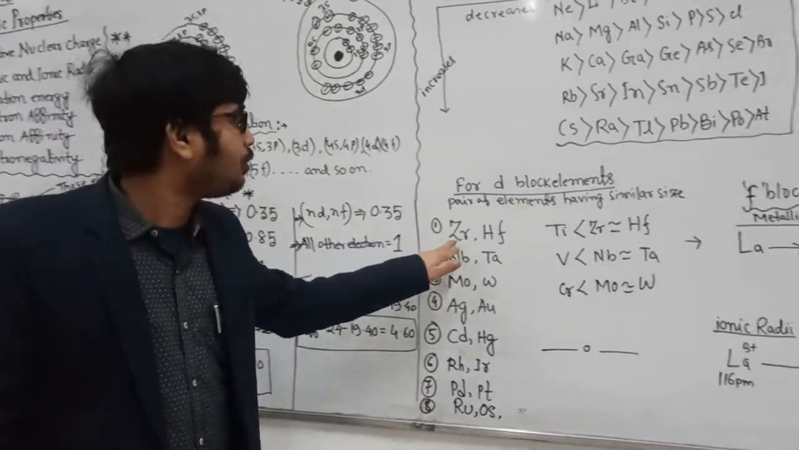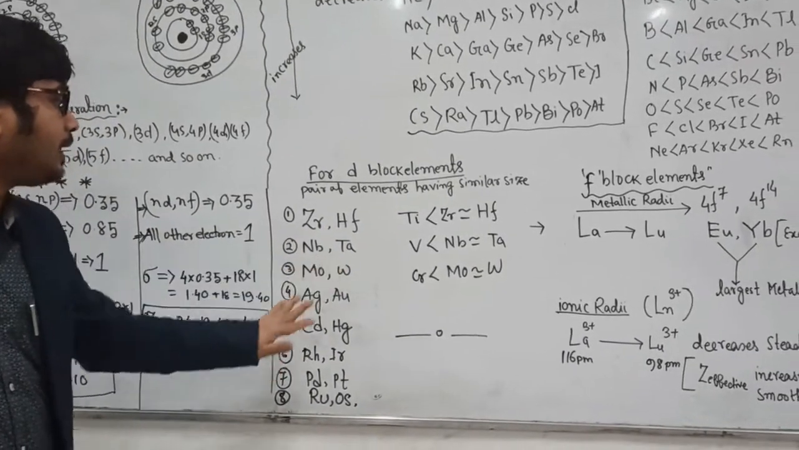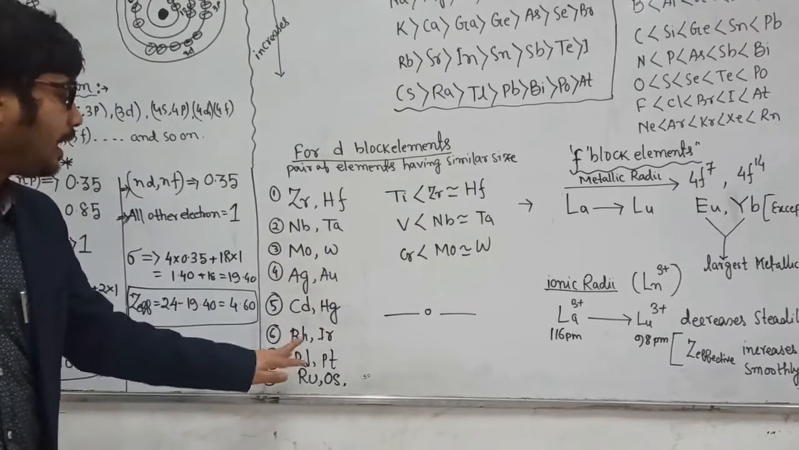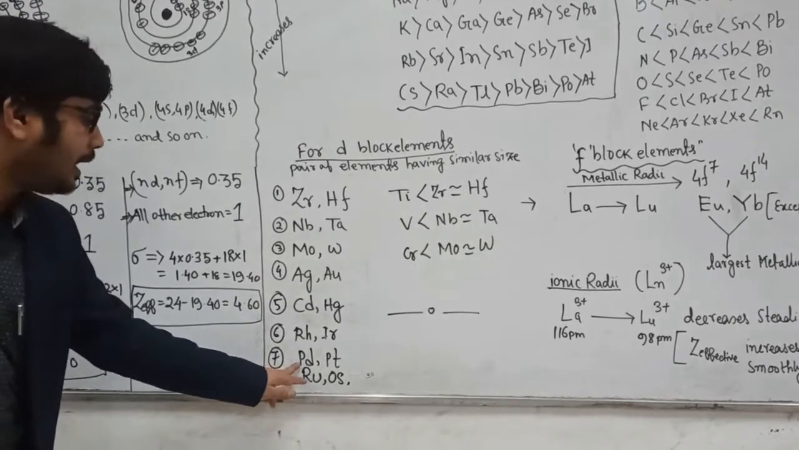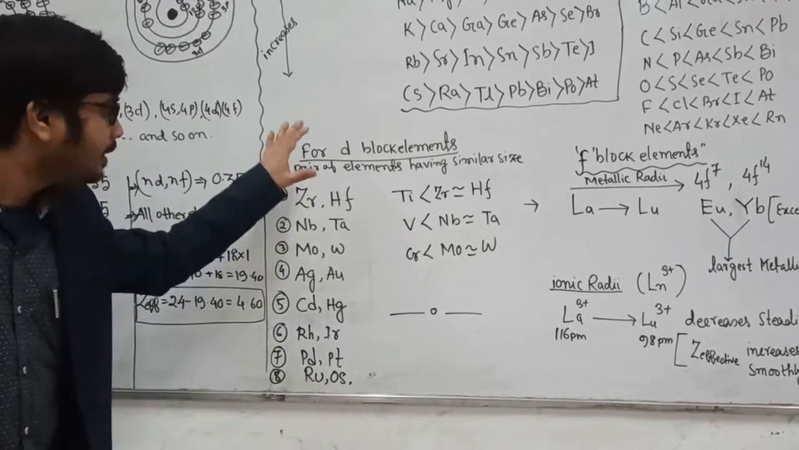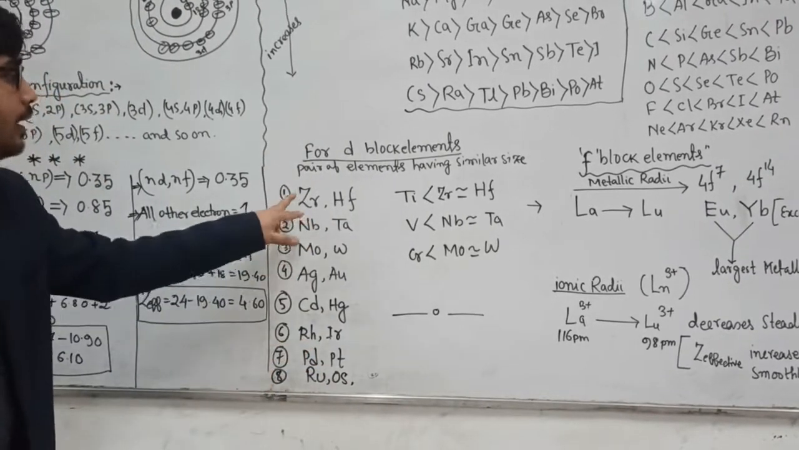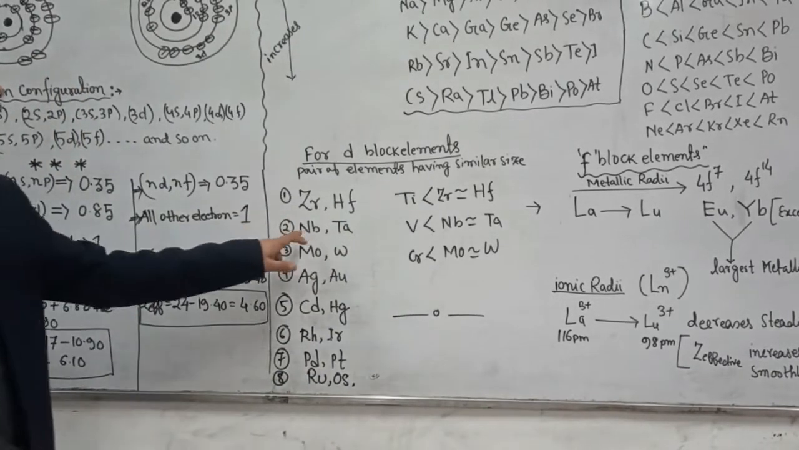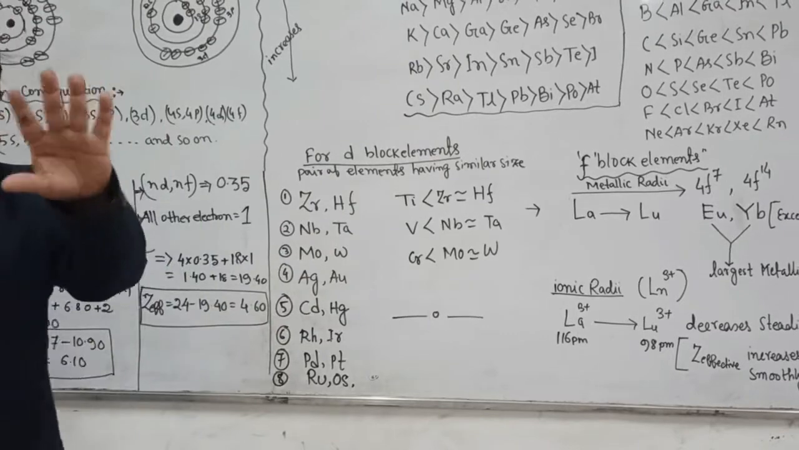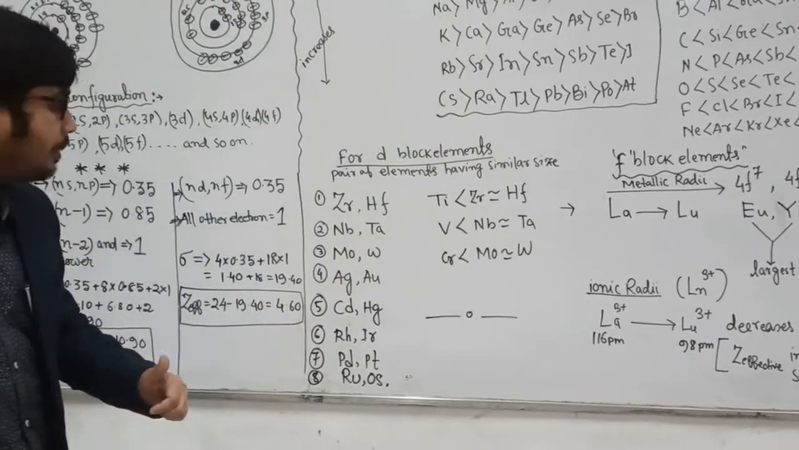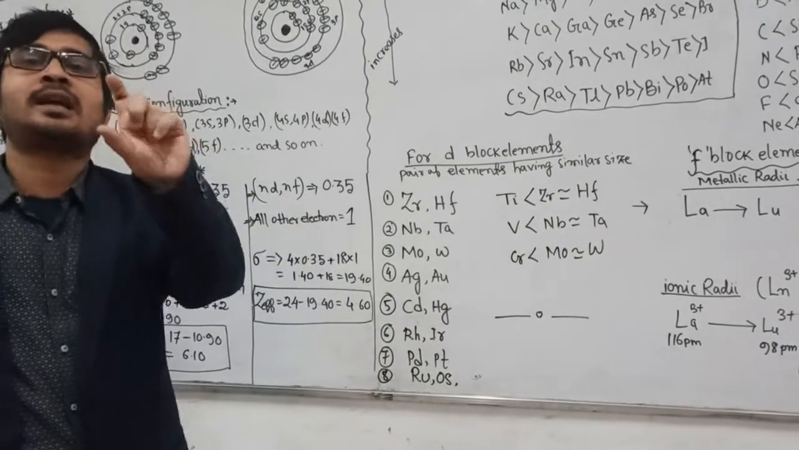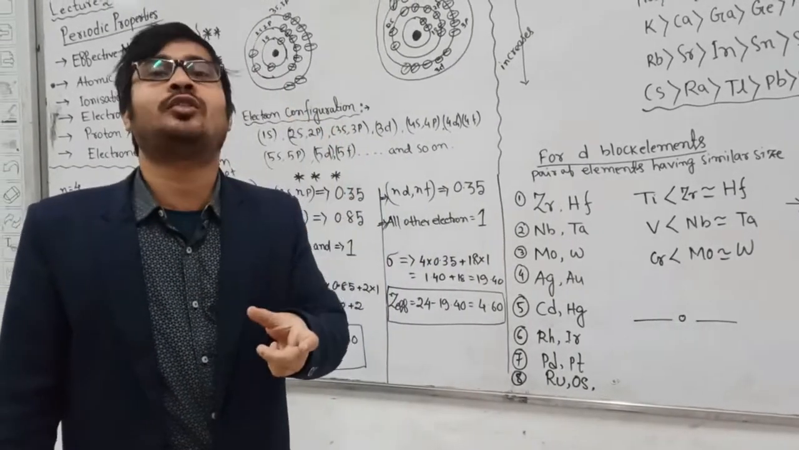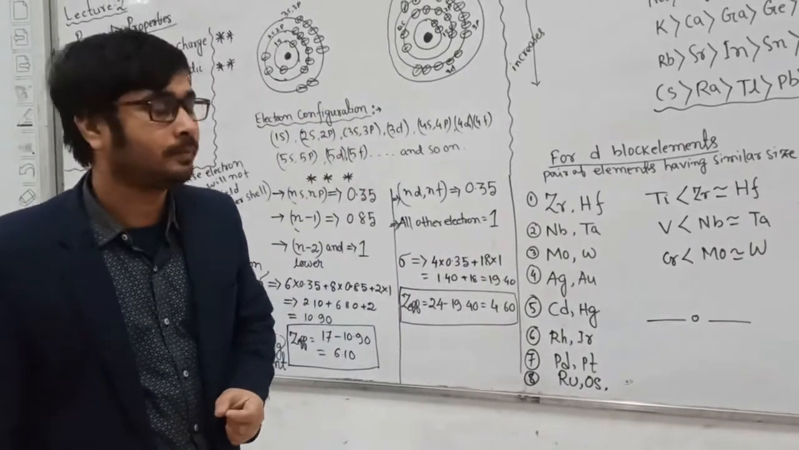So now, zirconium and hafnium, niobium and tantalum, molybdenum and tungsten, silver and gold, cadmium and mercury, rhodium and iridium, palladium and platinum, ruthenium and osmium. These are the pairs where the two elements have similar size. For example, niobium and tantalum have exactly similar atomic radii. Silver and gold also have exactly similar atomic radii because of the lanthanide contraction or f contraction.